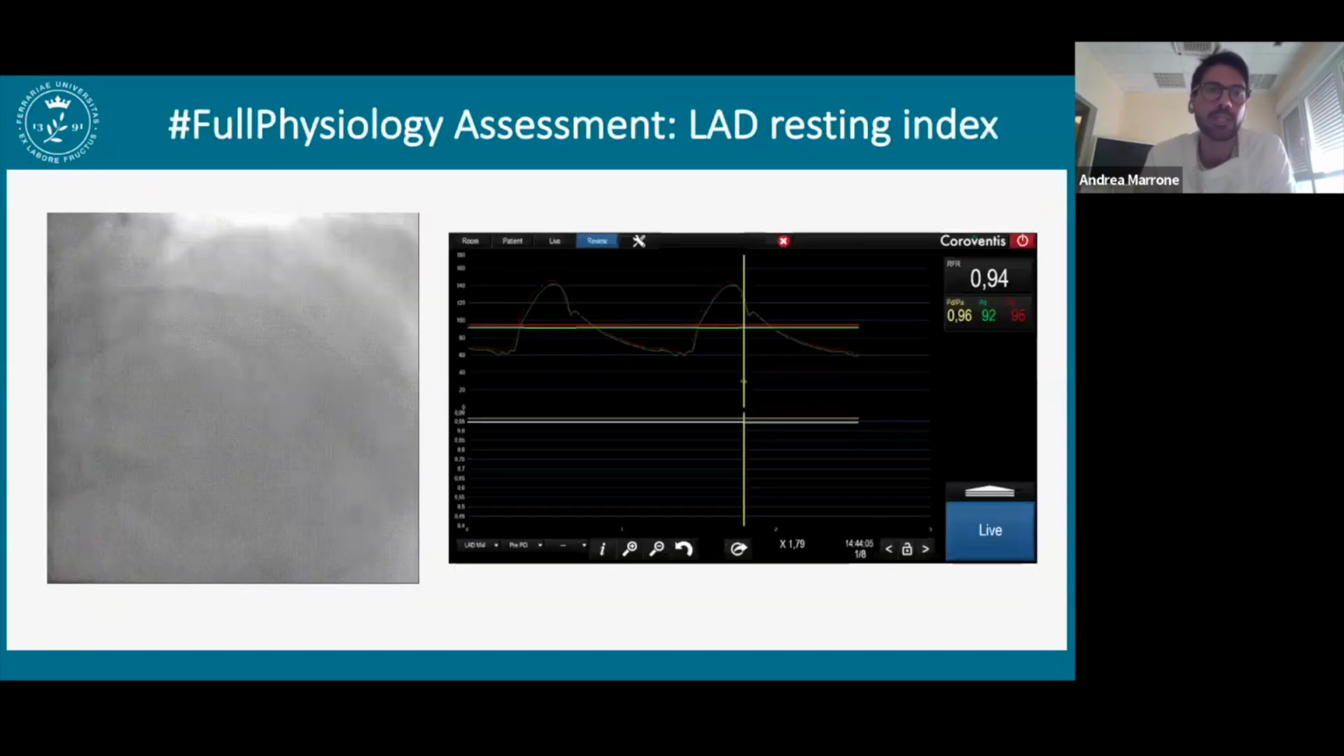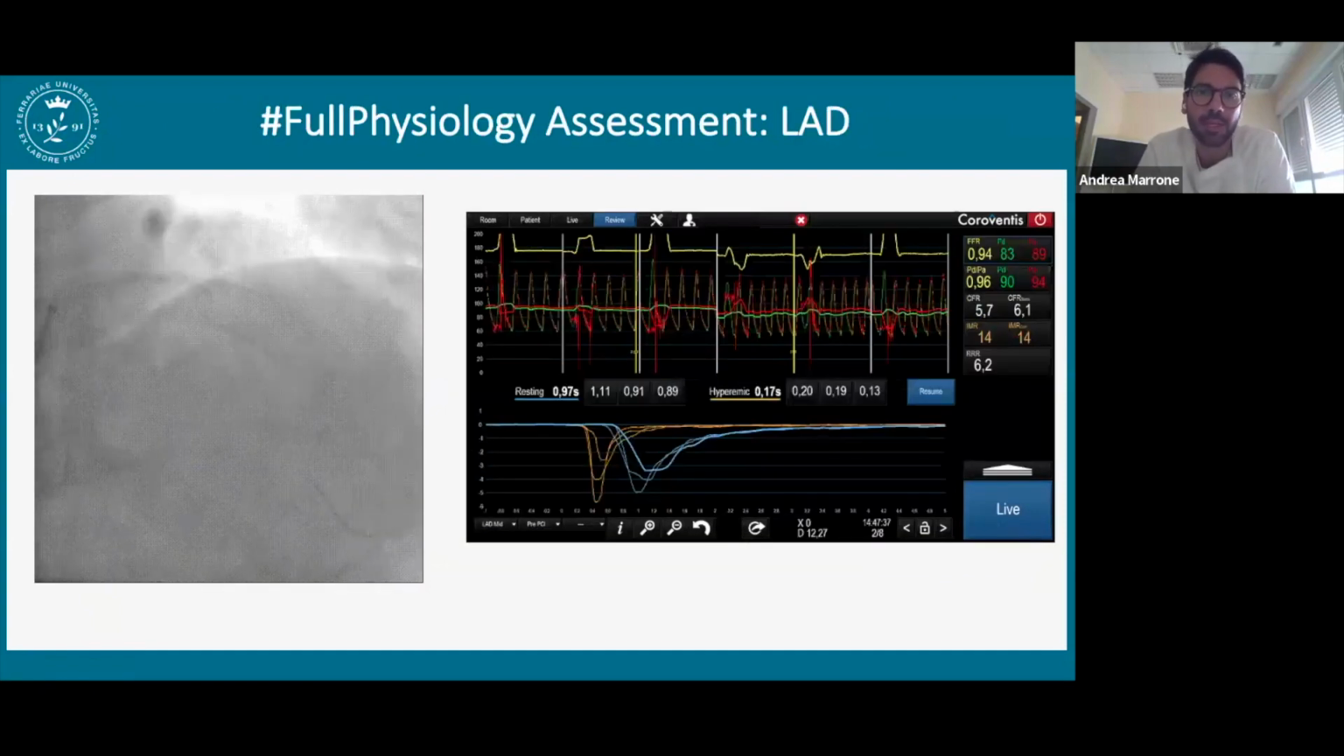And as we can see here, the pressure guide is downstream in the coronary artery. And on the right, we can see the non-hyperemic index, RFR, with a value of 0.94, which is really negative. After this, we went for the hyperemic induction with intravenous adenosine. And we can see here a negative value of the FFR of 0.94, and also negative values of CFR and IMR, of 5.7 and 14 respectively.